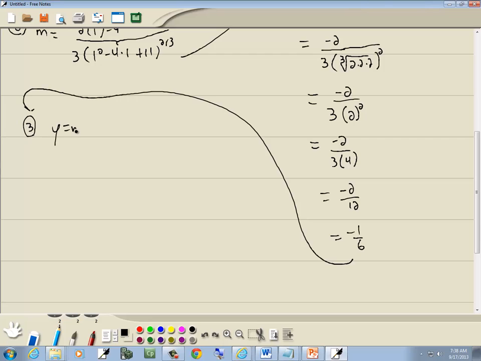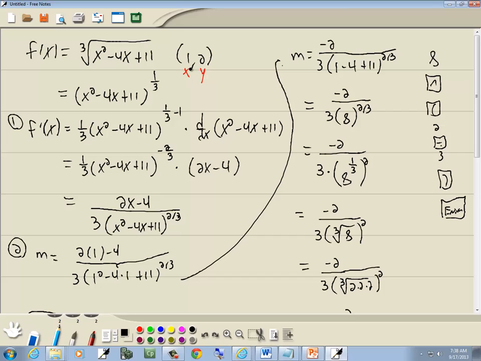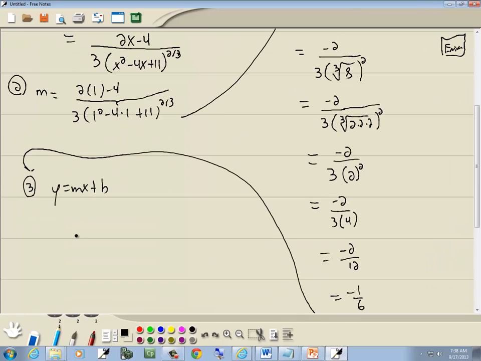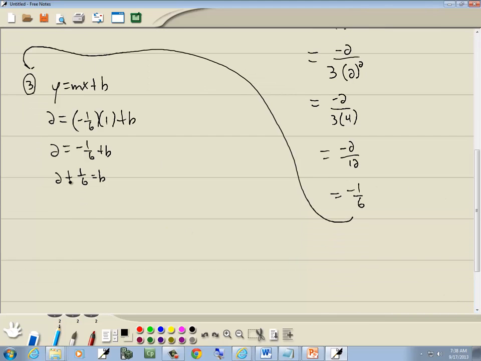Step 3. Plug in a given point for x and y. Up here we said x is 1, y is 2. So put 2 in for the y. m we just said was negative 1/6, and x is 1, plus b. Then we want to solve for b. Negative 1/6 times 1 is negative 1/6 plus b. Take negative 1/6 to the left side, it becomes a positive 1/6. 2 times 6 is 12, plus 1 is 13, so we've got 13/6 equals b.